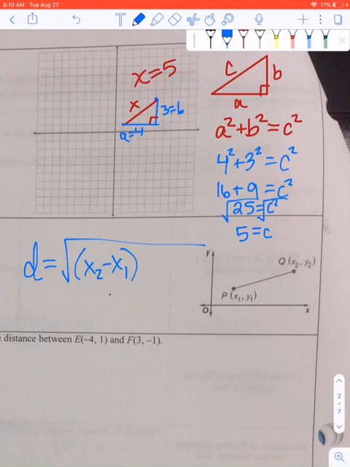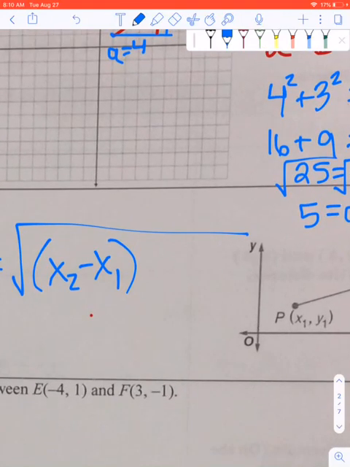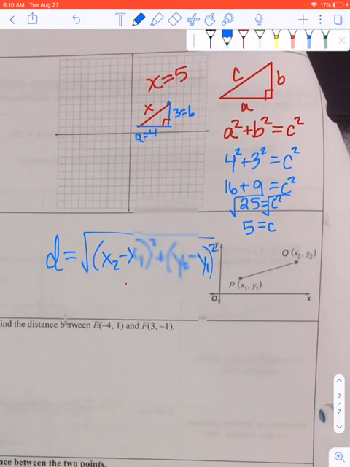It's basically subtracting your 2 x values. We're going to square that, and then we're going to add the difference of the y values squared. So y2 minus y1, and then we're going to square that. Okay, so it's basically derived from the Pythagorean theorem. We squared two numbers first, we added them together, and then we took the square root.